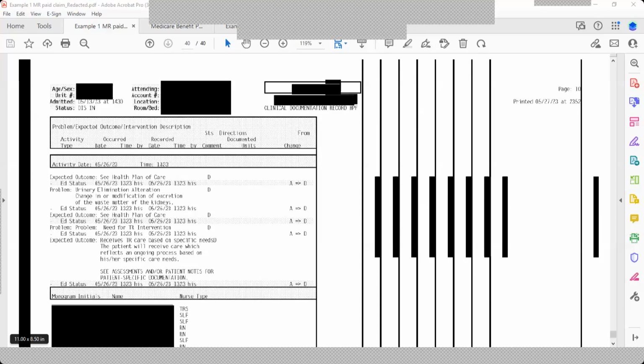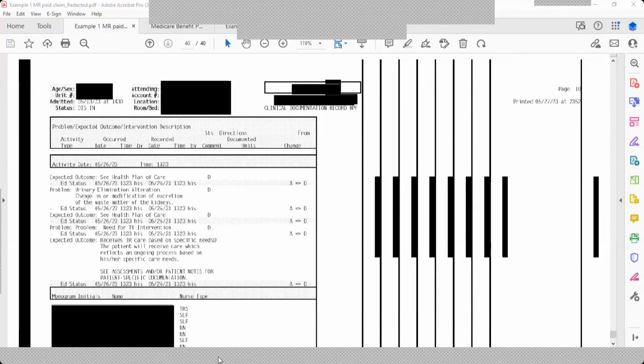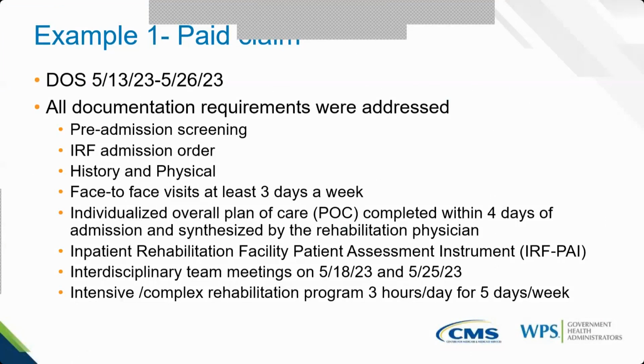So I'm going to go back to the PowerPoint. Okay, so now that we've reviewed the documentation needed for a paid claim, we're going to move on to a denied claim.